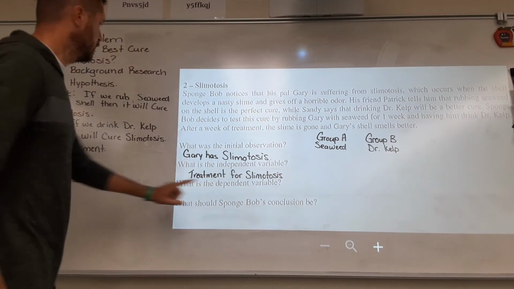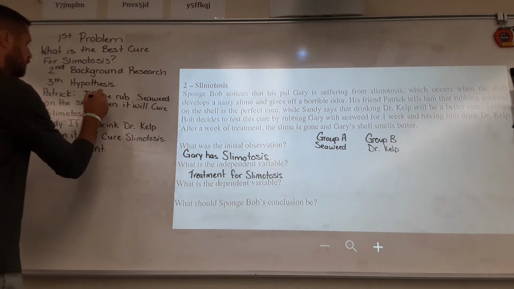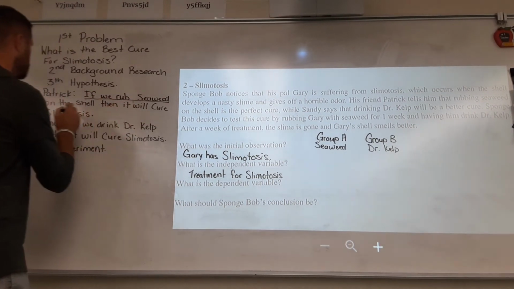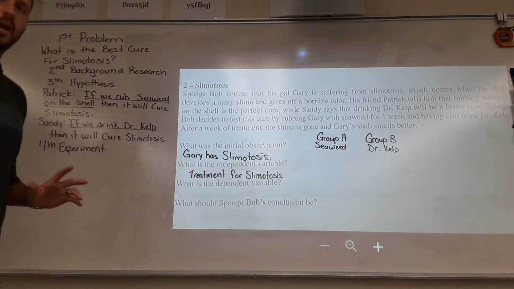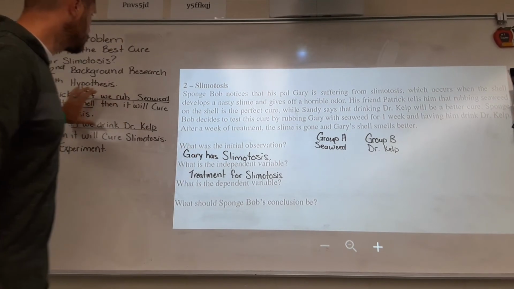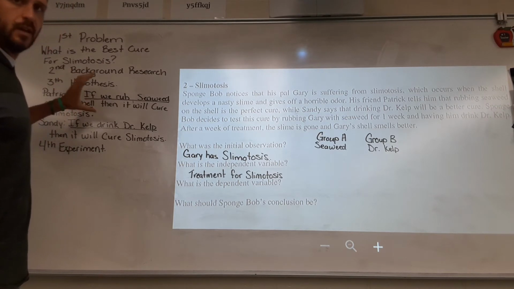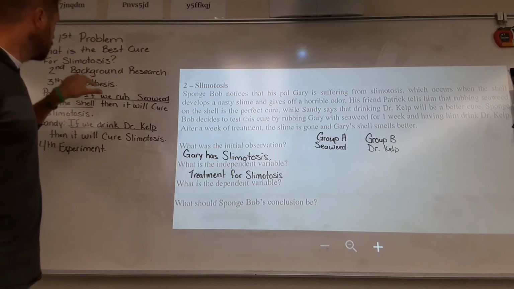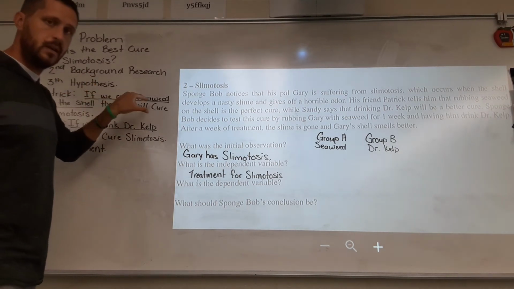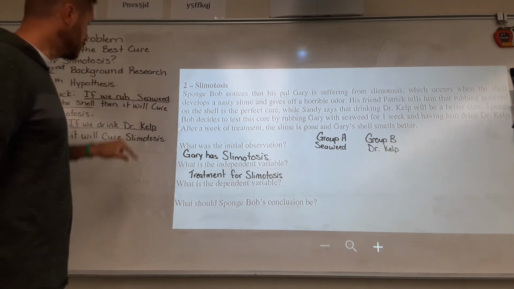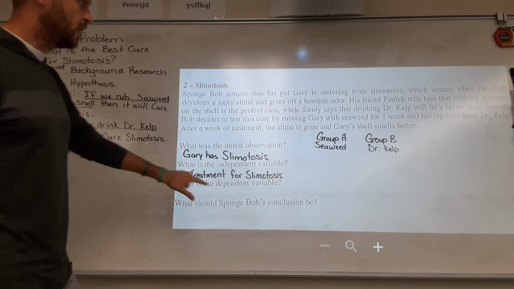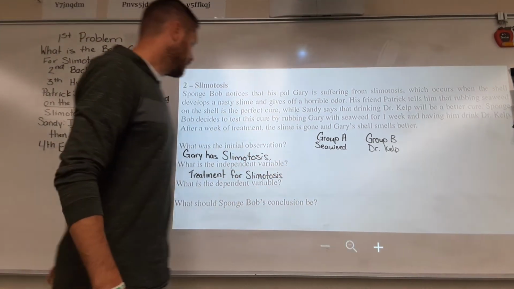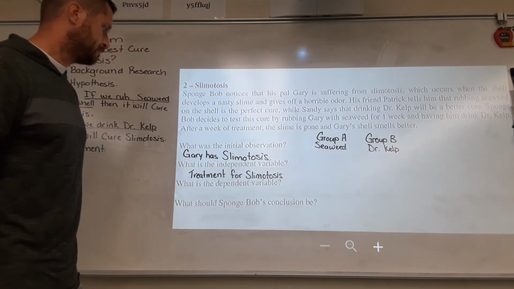Again, the first part of our hypothesis is usually your independent variable. In this case, they're very specific about which independent variable. Patrick is saying the seaweed, that specific treatment, and Sandy is saying Dr. Kelp, that specific treatment. So the thing that's different for Group A and Group B is the treatment.